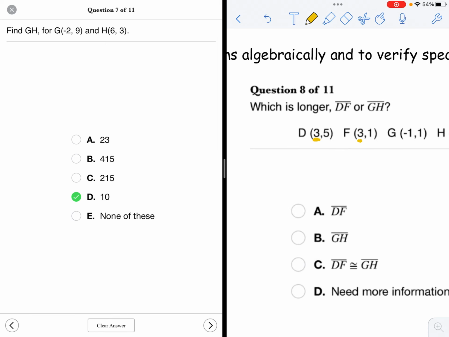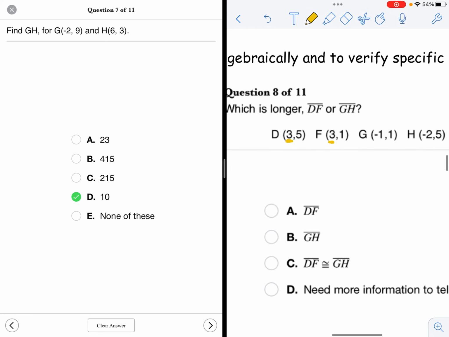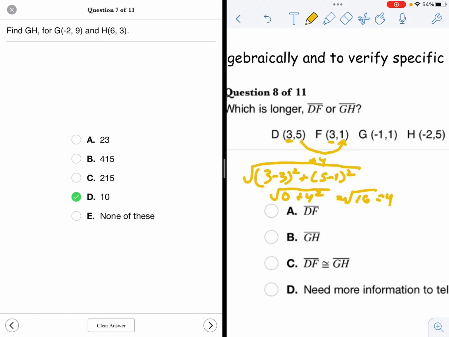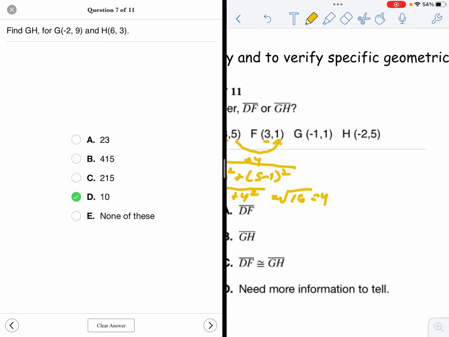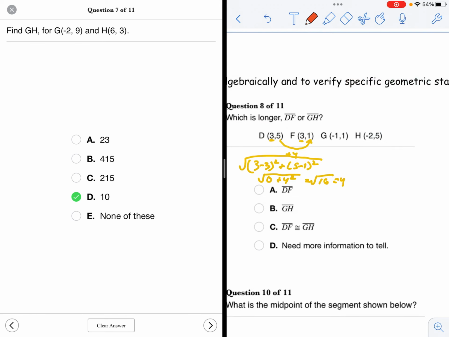If you notice something right here, this is kind of a cheat code. This just has a length of 4. I'll quickly show it though. We're going to have 3 minus 3 squared plus 5 minus 1 squared. So this is going to be 0 plus 4 squared, which goes to the square root of 16, which is 4. That was super fast. I'm so good at math.